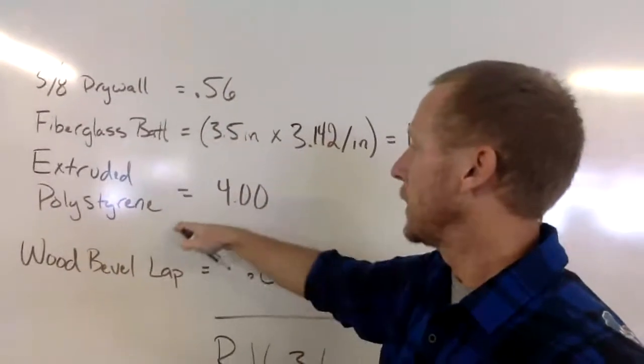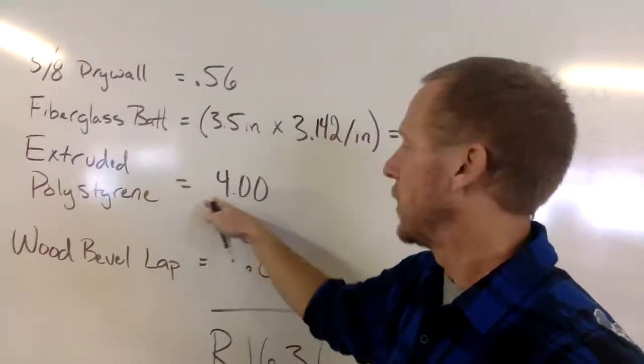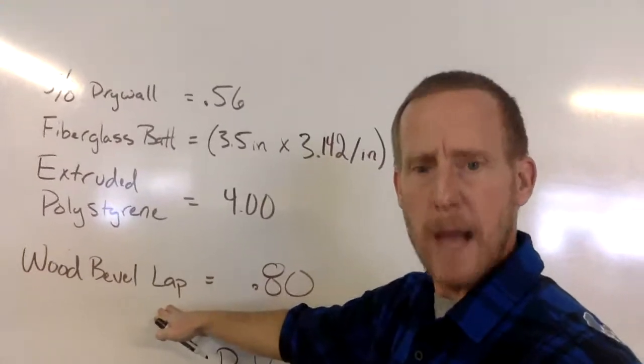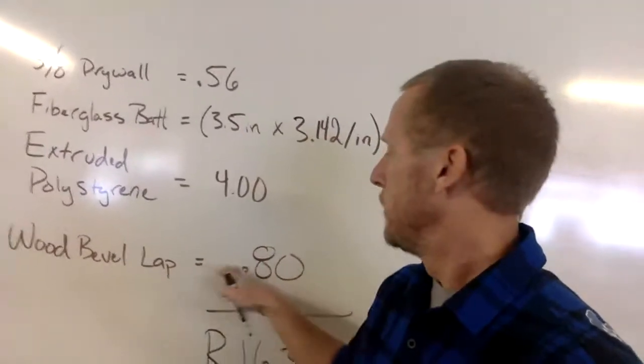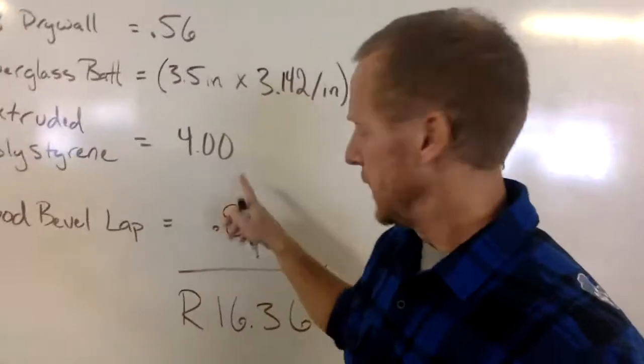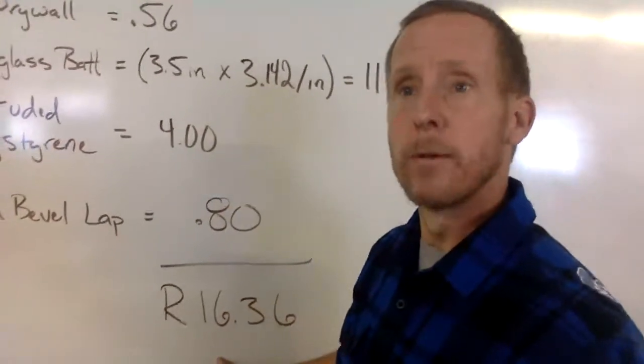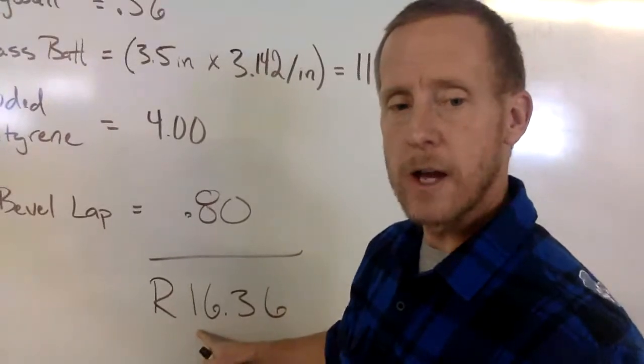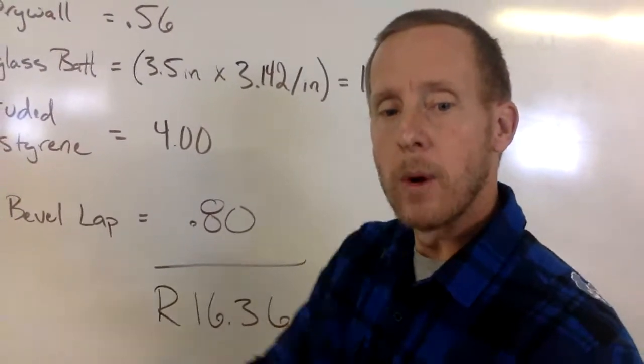And then extruded polystyrene, that gives an R value according to our table of 4. And then the siding, the wood bevel lap on the outside of the house, 0.8. All we need to do is add them together. So through the wall, not through the stud, but through the wall, it has an R value of R16.36.